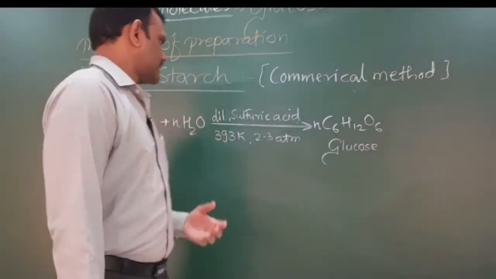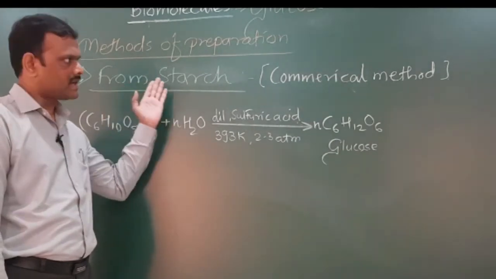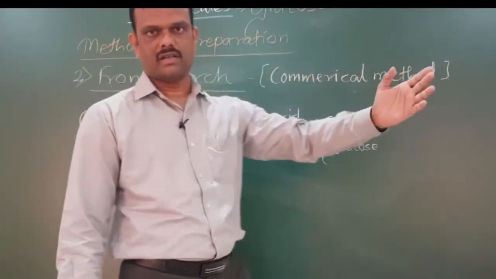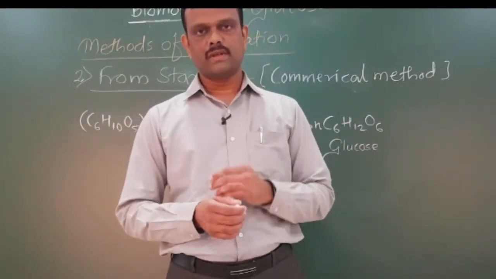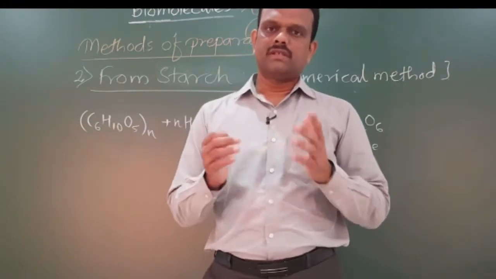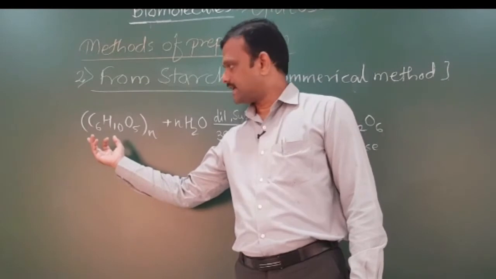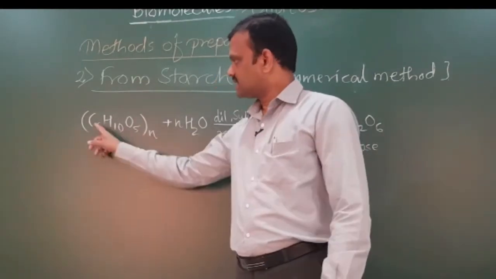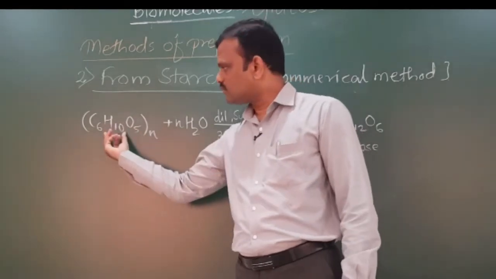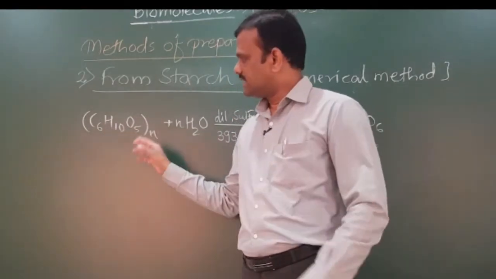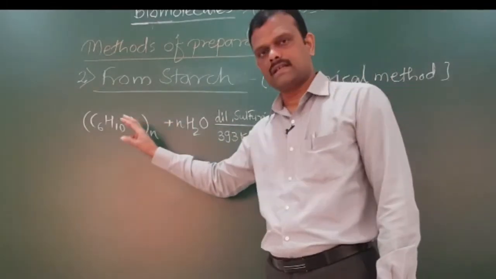Now the second method of preparation of glucose is from starch. This is a commercial method, or a large scale method, or an industrial method of preparation of glucose. It is from starch. Now the starch molecule is a polymer, it is a homopolysaccharide. This one is starch, C6H10O5 n times. That means this is a monomer unit of the starch and it gets polymerized and forms the homopolysaccharide, which is known as starch.